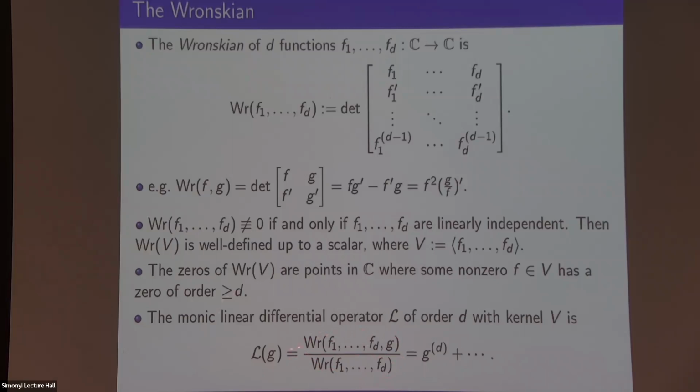Well, this is 0 if and only if this numerator is 0, which means these functions are linearly dependent, which means that g should be in the span of f1 through fd. Okay, and then the reason I'm dividing by this Wronskian here is just to make the operator monic, so the coefficient of the dth order derivative is 1. And for example, this also gives another meaning to the zeros of the Wronskian. They're the points where this differential operator is singular.